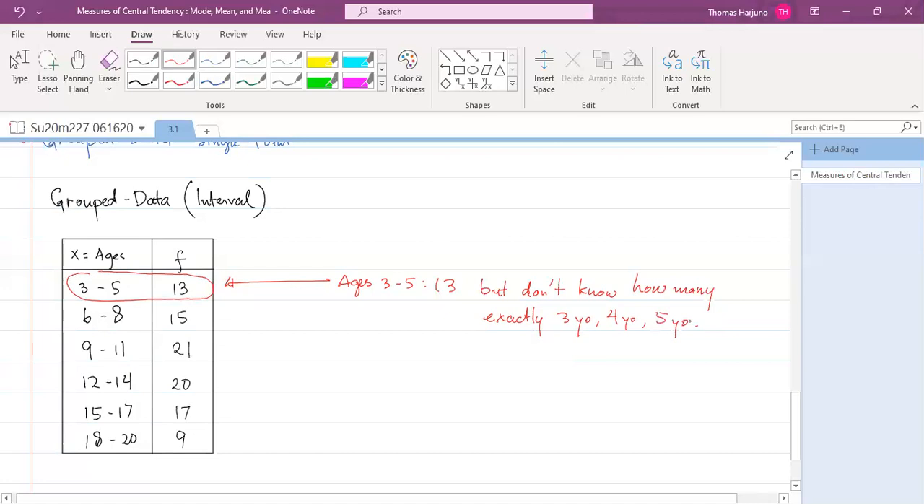Basically, what I'm trying to say is that when we have group data interval, we have some loss of precision. The accuracy is being compromised. So, for example, here, we cannot answer the question, what's the mode, anymore. The accuracy is compromised. But it doesn't mean we cannot do anything with that though. We still can say something, right?